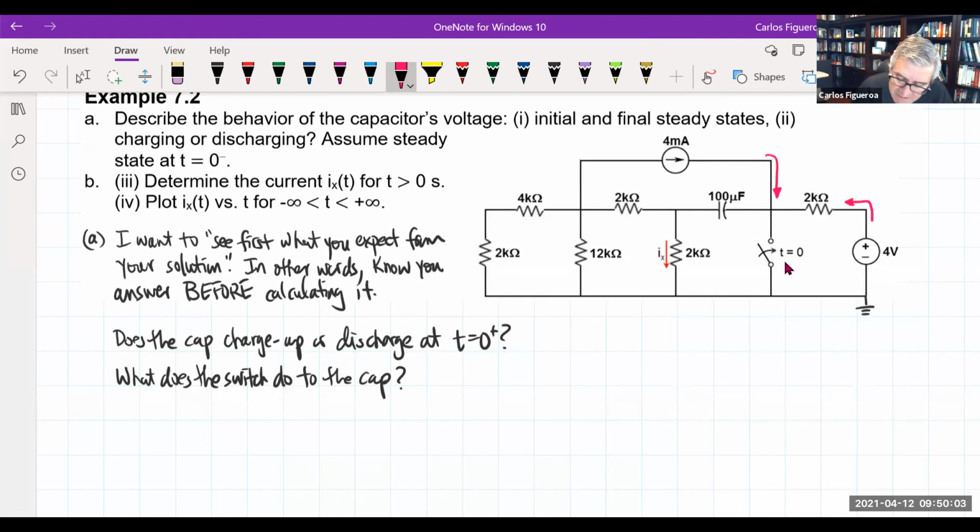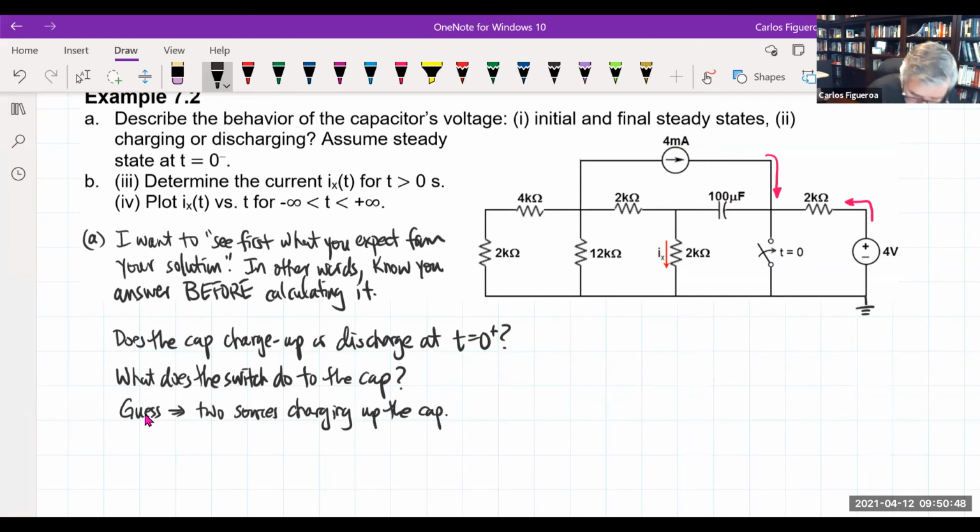So what I'm seeing is that what's feeding the capacitor is a 4 milliamp source and a 4-volt source. My guess here, and remember it's a guess, and this is how you start to build intuition, is that if this is the case, then I have two sources feeding the capacitor, and if I have two sources feeding the capacitor, then I'm going to charge it. So here's my guess: I have two sources charging up the cap. When the switch is thrown, I kill off the 4-volt source.